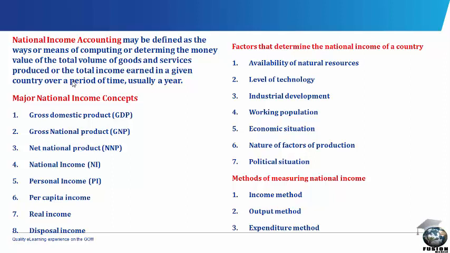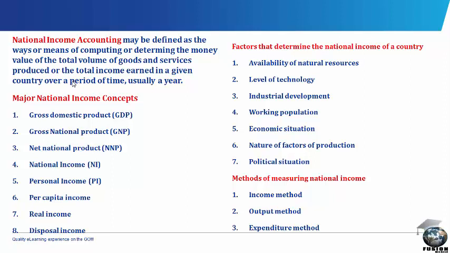6. Economic situation. Economic stability rather than economic depression plays a crucial role in increasing a country's national income because it guarantees meaningful productivity. 7. Nature of factors of production. The availability of the factors of production such as capital, labor, land and entrepreneur will enhance the national income of a country. 8. Political situation. Political stability in any country can contribute positively to national income, while political instability reduces it.